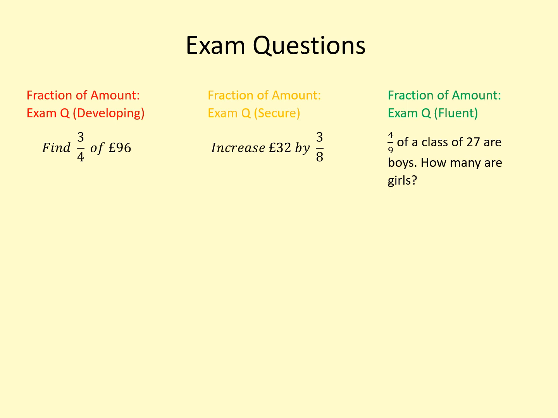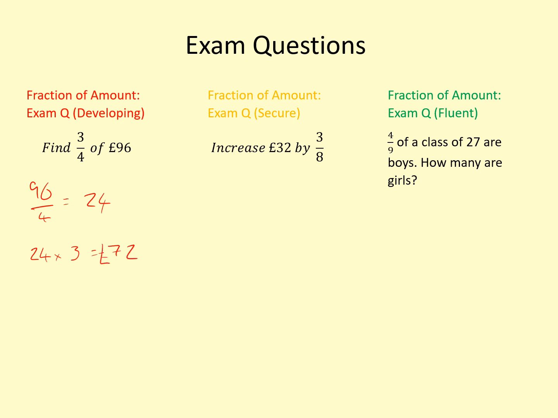Okay, so for the first one, just remember the process. Divide by the bottom, times by the top. So that's 96. We'll divide that by 4. That gets us 24. And step 2 is the result, 24, times by the numerator, so times by 3, gets us 72. Working in pounds, don't forget your unit.